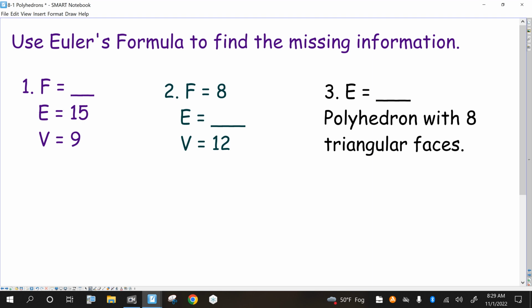All right, so let's use our Euler's formula. What does Euler's formula say? Good. So plug in everything you know, solve for what you don't know. We don't know the faces. We know the vertices is 9. We know the edges is 15. And we add 2.